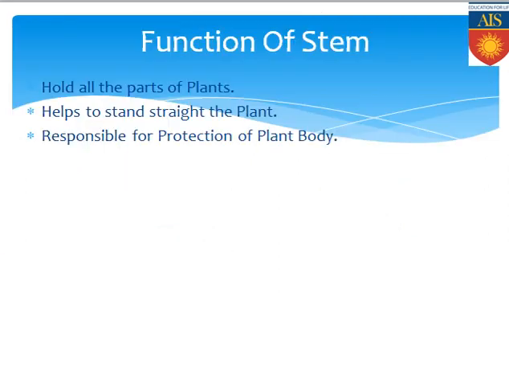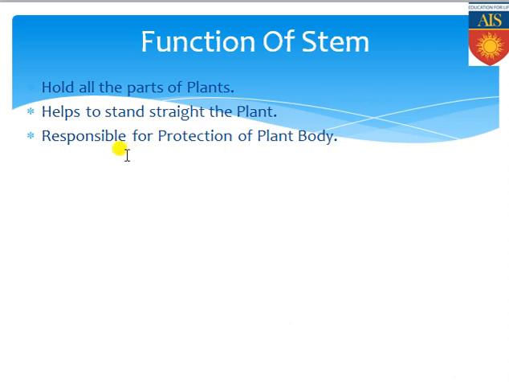Now we have come to the last topic, that is the function of the stem. Obviously we all know it holds all of the parts of the plant body, because if the stem is not there, nothing is there in the plant body. It is the main part of the plant body. It is responsible for keeping the plant standing straight, because if the stem is not straight or erect, the plant cannot be erect. It will become climber or creeper-like.